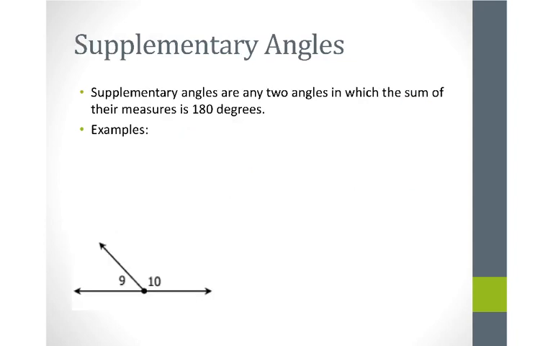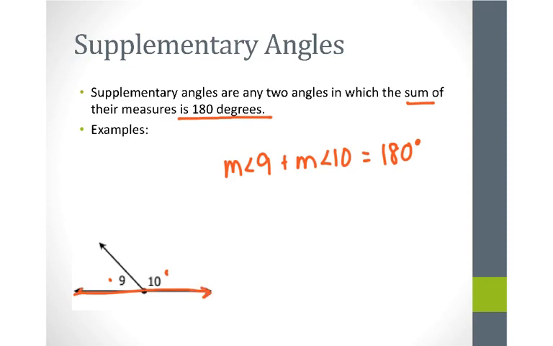And then you have supplementary, two angles whose sum is 180 degrees. So that means 9 and 10 have to add up to equal 180. So the measure of angle 9 plus the measure of angle 10 has to equal 180 degrees. If you notice, supplementary angles also form a straight line. If that helps you, you can write it.